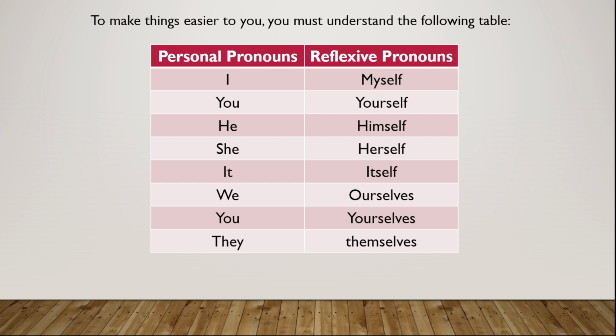So, we have I becomes myself. You becomes yourself. He, himself. She, herself. It, itself. We, ourselves. You, yourselves. They, themselves. Take note. We, you, they. It's plural. These are plural, so they must be in the plural form.